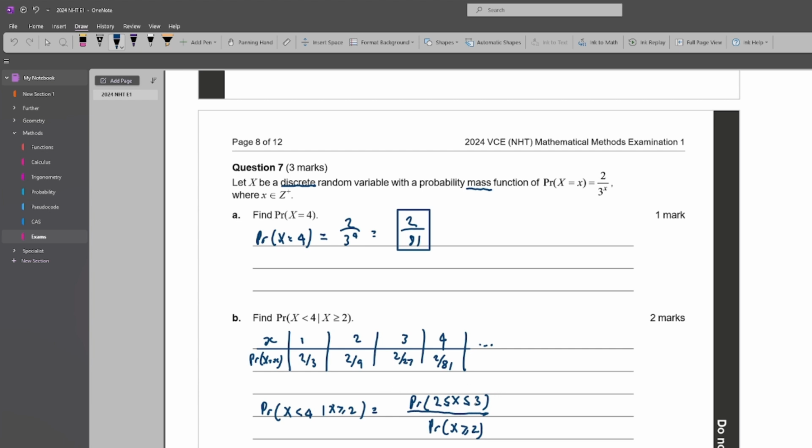Okay, between 2 and 3, so 2 on 9 plus 2 on 27. 2 on 9 is the same thing as 6 on 27, so that's going to be 8 on 27. Greater than or equal to 2, so that's all of this. So here we actually can use the complement, because it's going to be 1 minus everything else, so 1 minus 2/3. Because the probability that x equals 1 is 2/3, so the probability x is greater than or equal to 2 is all of this, or 1 minus 2/3. So that's going to be 1/3.